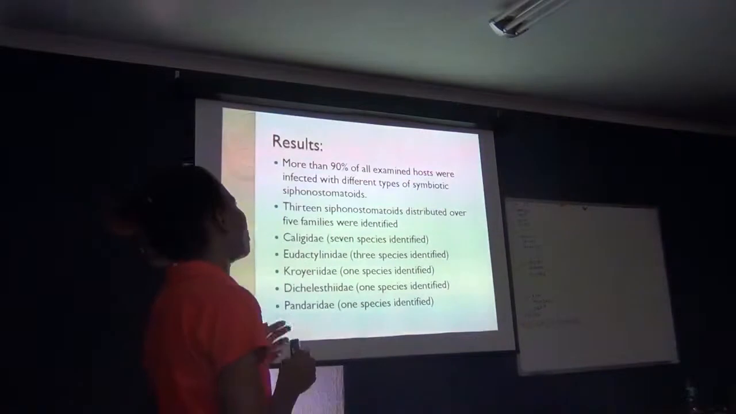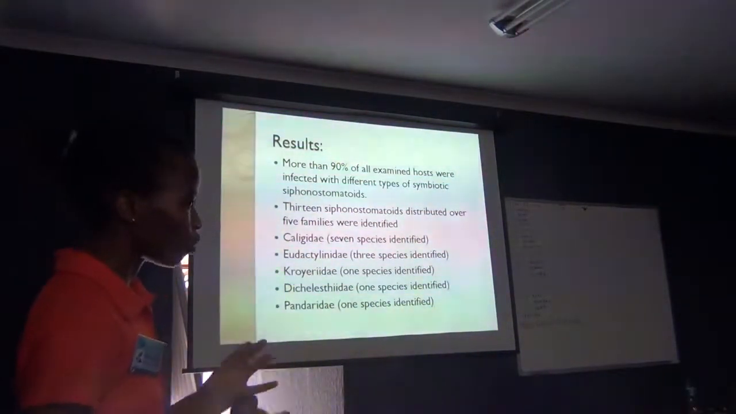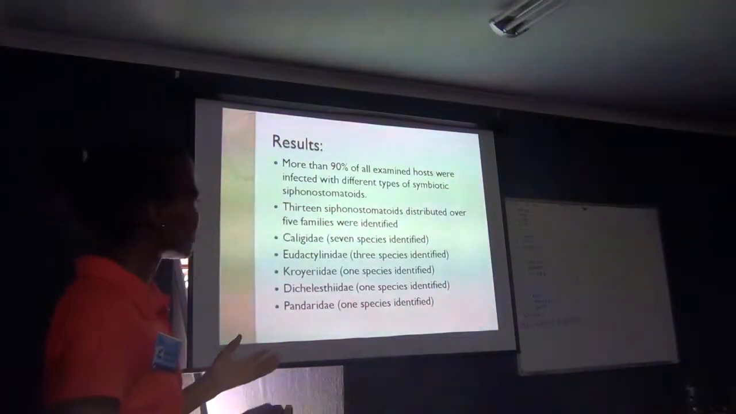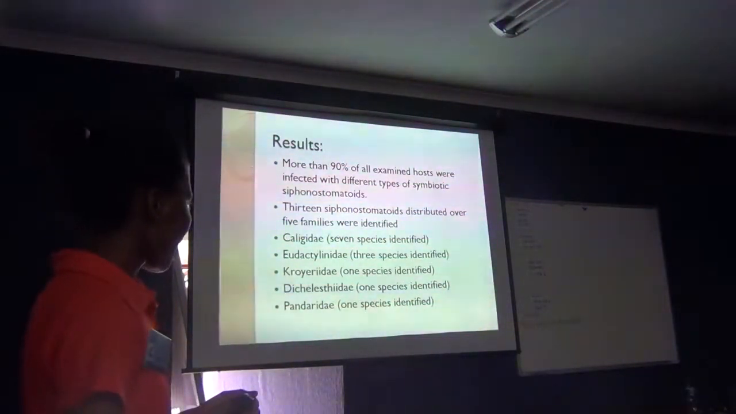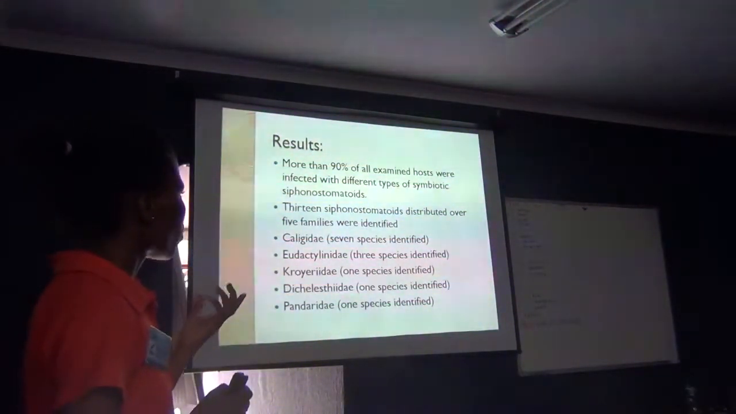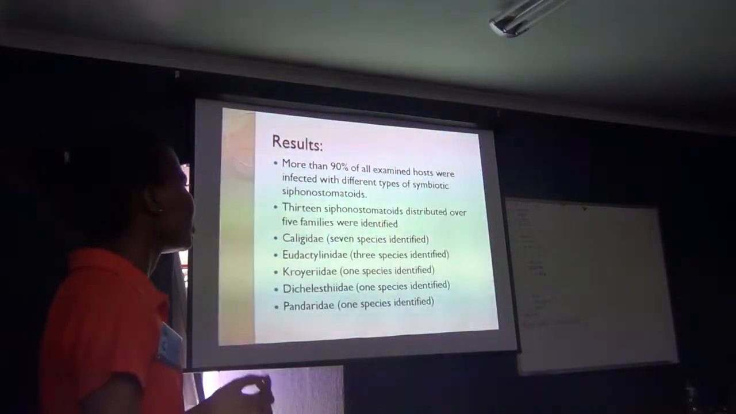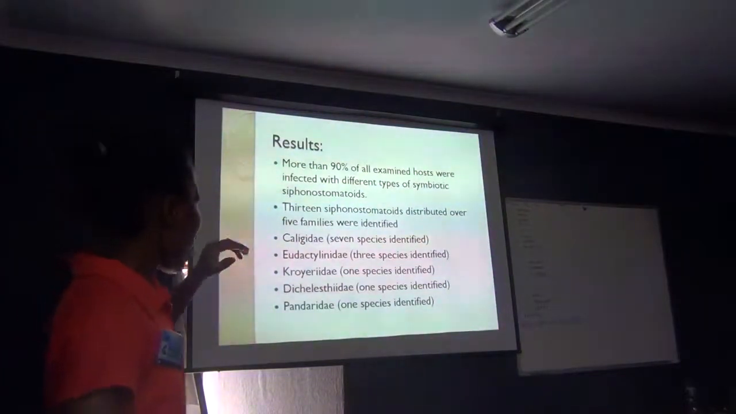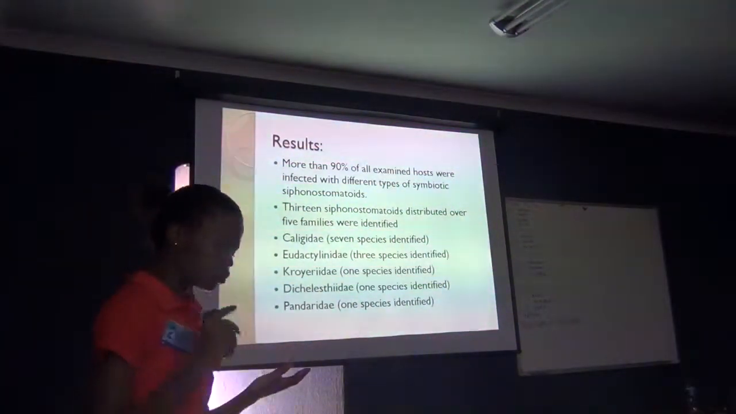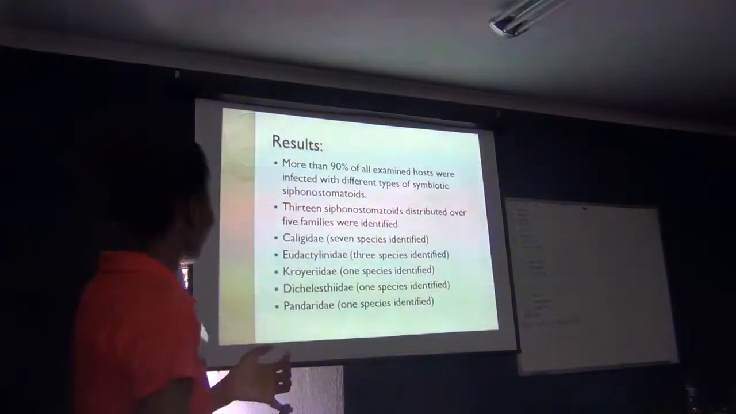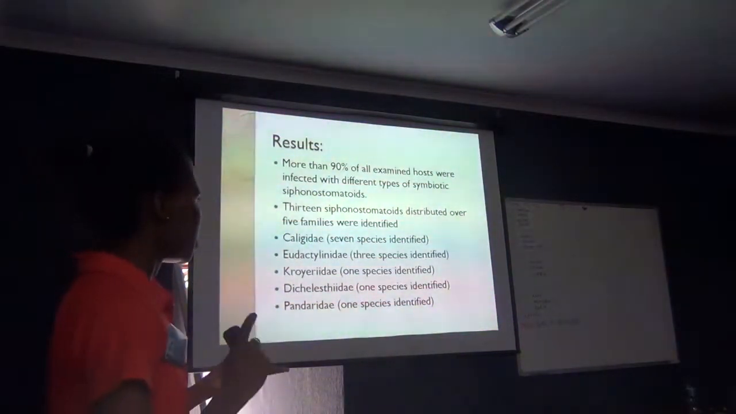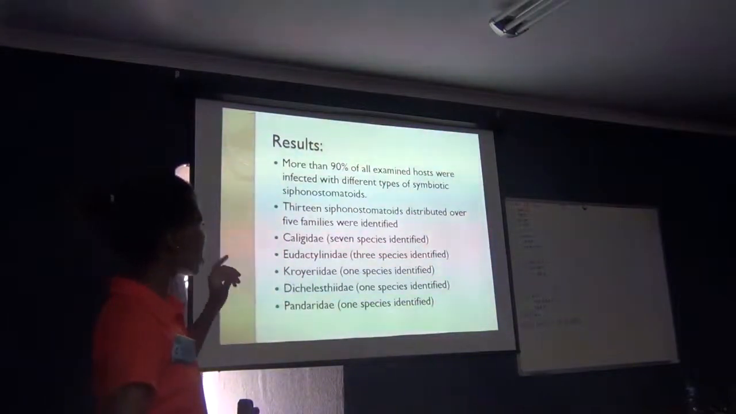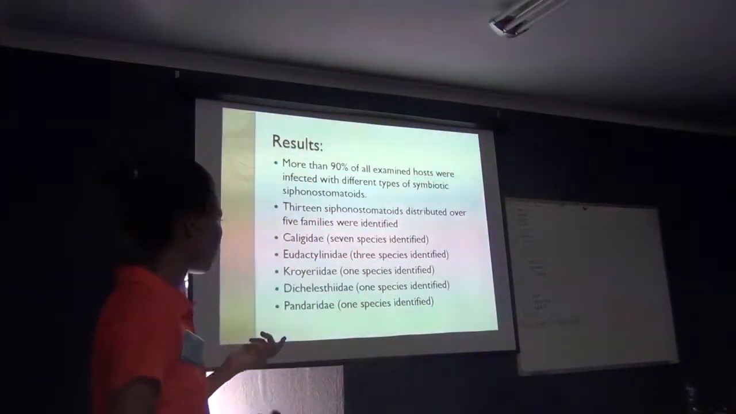Okay, this is what we found. More than 90% of all the examined hosts were infected with different types of symbiotic siphonostomatoids. From that, we were able to identify 13 different species distributed over 5 families. In the first family, Caligidae, we were able to get 7 species. In Eudactylinidae, we got 3 species. Then Croeridae, Diabolophila, and Pandaridae: we were only able to get a single species from each of those families.